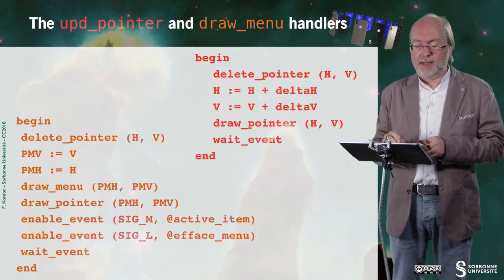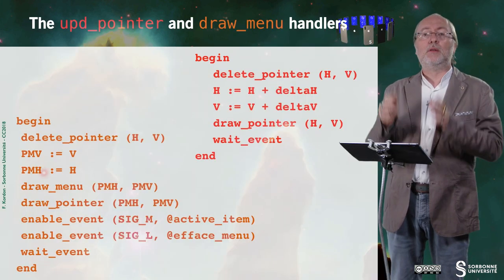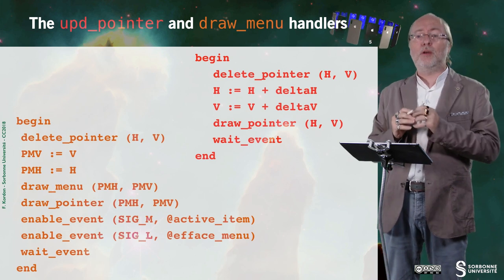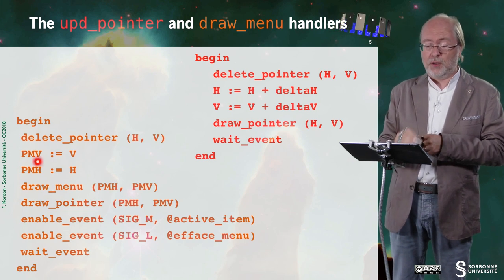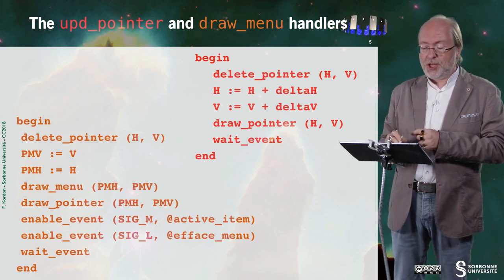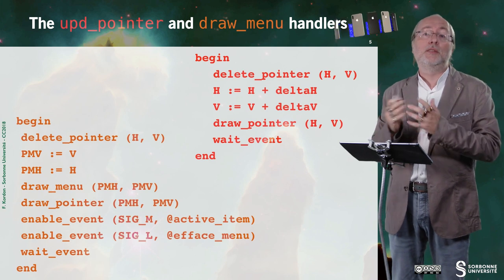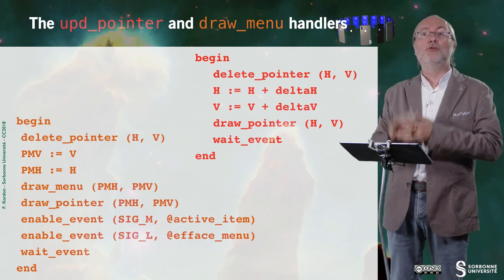Now let's have a look at the second handler primitive, draw menu. The first thing you do is delete the pointer, because otherwise you will draw the menu on top of the pointer, so it will disappear. Then you set up the coordinates of the menu, the top left corner, at the location of the pointer, in those two variables, PMV and PMH. Then you invoke the primitive draw menu that will draw the menu at its current position. And then you invoke the primitive draw pointer that will, on top of the menu, show the pointer.